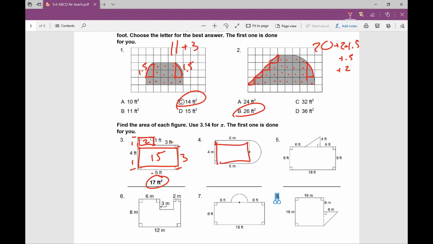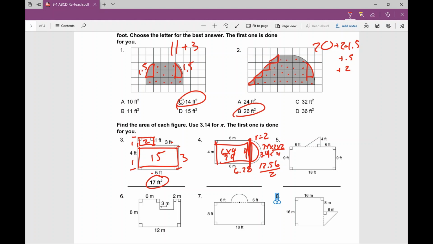Next one, rectangle. 6 by 4, which is 24. Semicircle. I'm given the diameter to be 4, so my radius is 2. Pi times 2 times 2, which is 4 times 3.14. 3.14 times 4 gives me 12.56. However, it's a semicircle, so that means I only have half of the area. I gotta divide that by 2, which is 6.28.